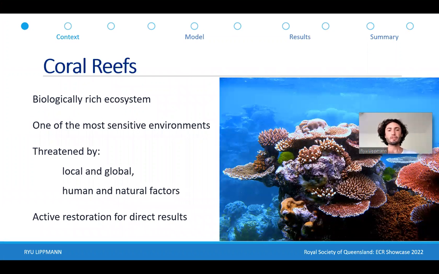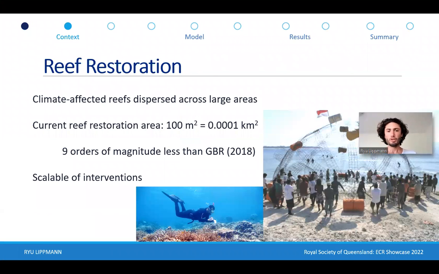So coral reefs are the ocean's most biologically rich ecosystem, but they're also one of the most climate sensitive on the planet. And the world's coral reefs are declining. So we need to maintain and restore these reefs through active restoration to get immediate results. Existing restoration approaches are not scalable. You can see here in this image the number of people required to restore this small reef. Degradation is now happening at a much larger scale and we need a change in approach.